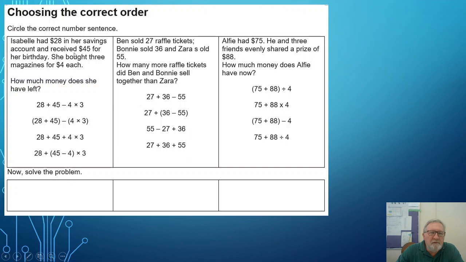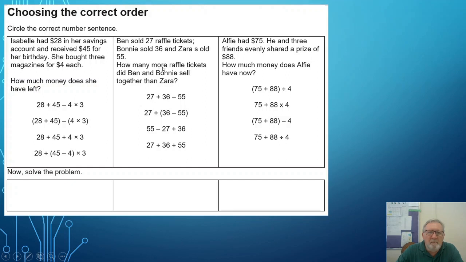So the first one's talking about Isabel having had $28 in her savings. She received $45, so keyword there being received, for her birthday. And then she bought 3 magazines for $4 each. One of those number sentences or expressions will be the best to solve there.